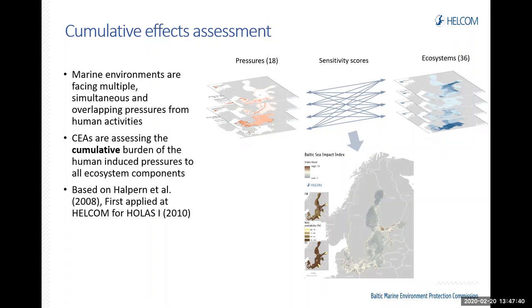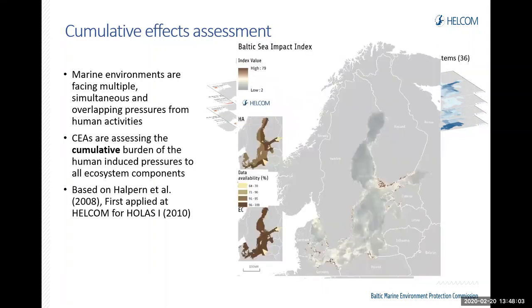On the right, we have 18 pressure layers representing the pressures occurring at sea, and then we have ecosystem components. And then we have sensitivity scores in the middle. So there's a sensitivity score, how sensitive each ecosystem is to each pressure. And then we first multiply them and then sum them up, so we get the result. So I have a bigger picture here. It is a 1 × 1 kilometer grid around the Baltic Sea showing the results.